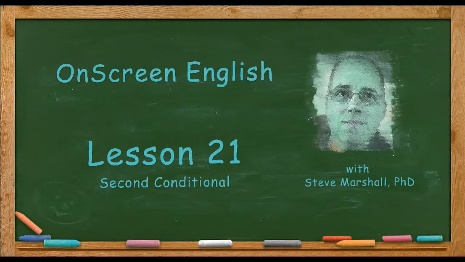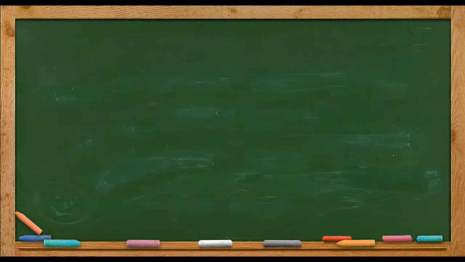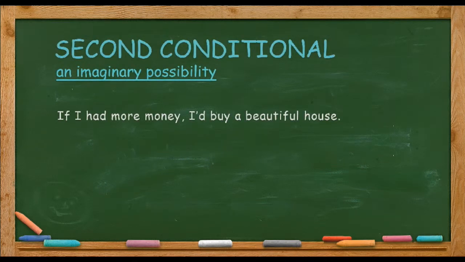Lesson 21 is on second conditional. You can use the second conditional to talk about an imaginary possibility. Let's look at the sentence. If I had more money, I'd buy a beautiful house.